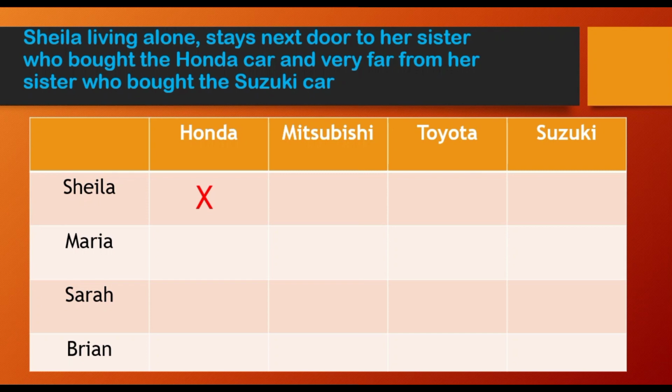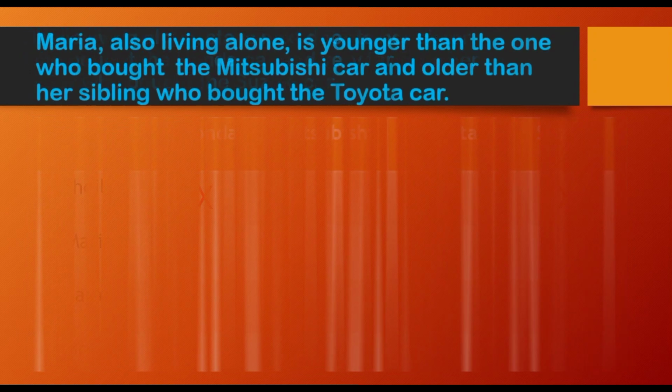So since si Sheila stays next door man siya sa sister niya nga naay Honda car, so dili na siya ang magkatagiya sa Honda car. And then clue number 2, very far daw siya sa sister niya nga naay Suzuki car, so therefore dili na pud siya makatagiya sa Suzuki car. Okay, so now let's move on to our clue number 2.